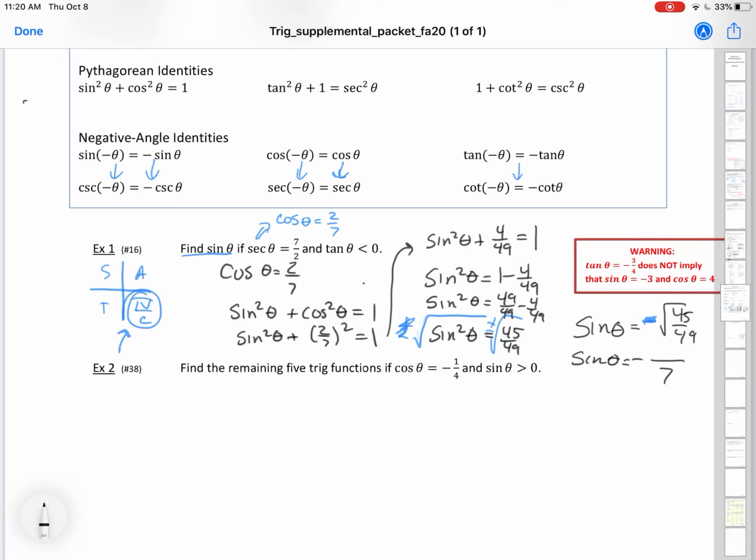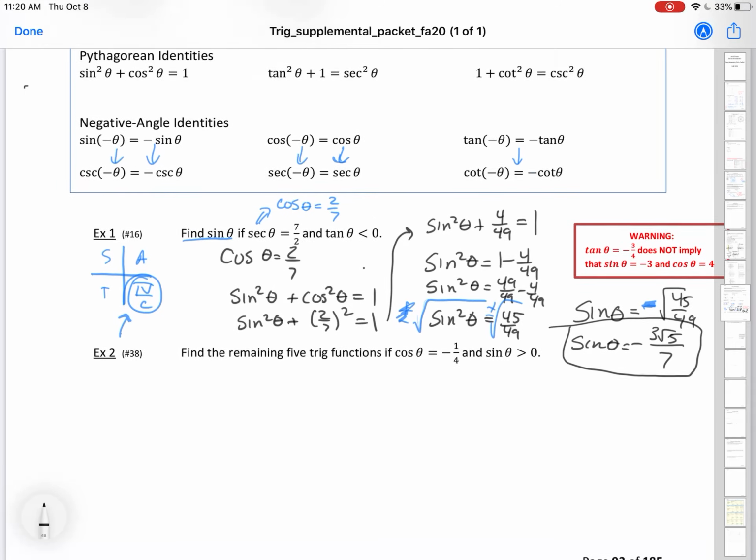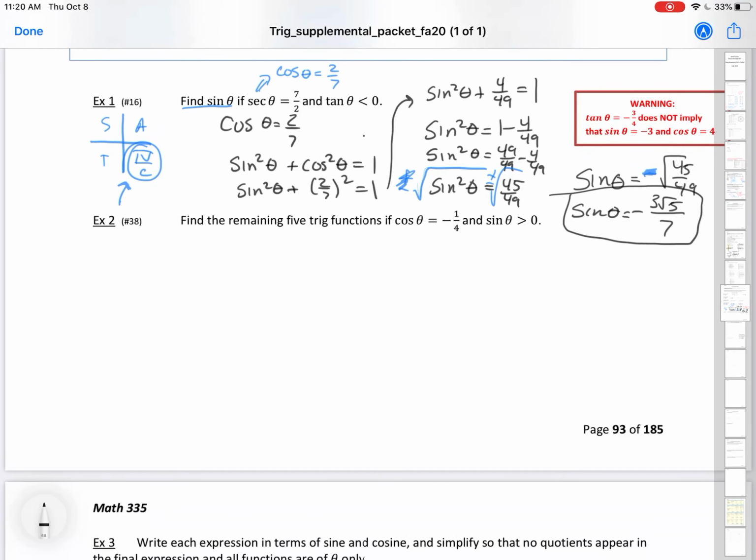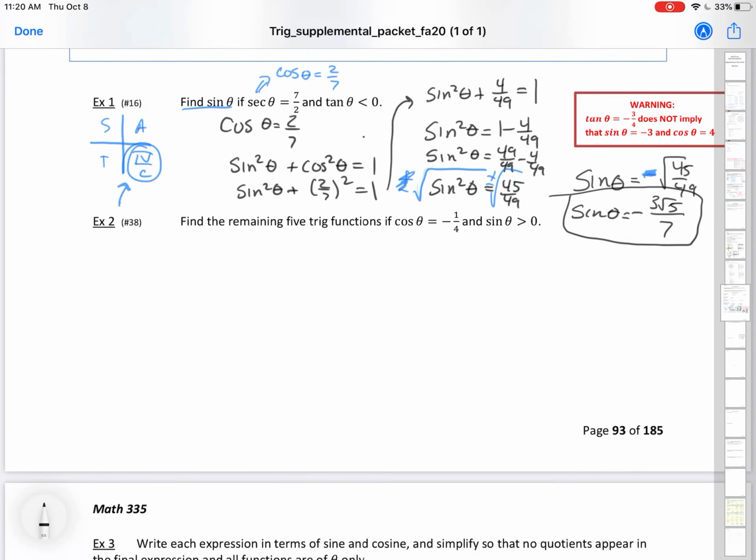So we have a 7 on the bottom. 9 times 5 is 45, so this is 3 root 5. So it's a negative 3 root 5. Leaving off the negative means you didn't take into account that it was a quadrant 4 angle, right? That whole second piece in there.